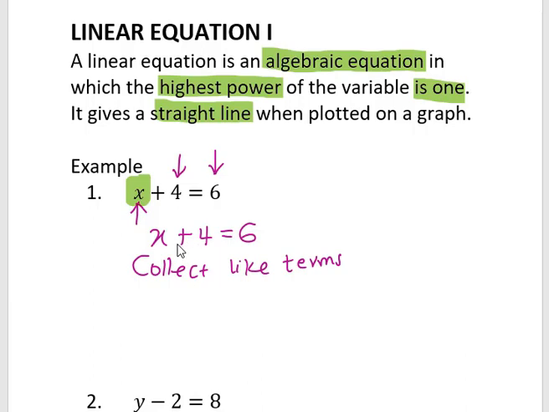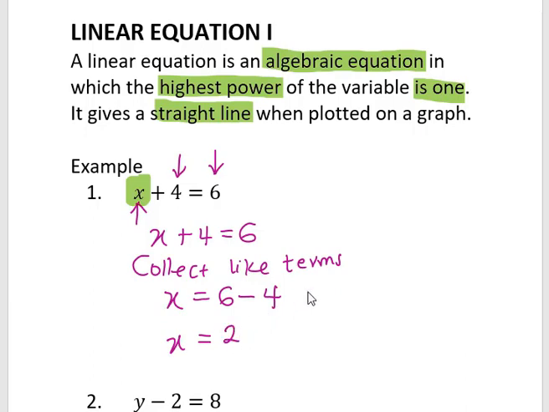When we collect like terms, what happens? This plus 4 comes over here. So x will stand alone because you cannot combine it with this. So equal to 6. Now when the plus 4 crosses the equality sign, it changes to minus 4, and then x is equal to what? 6 minus 4 is 2.